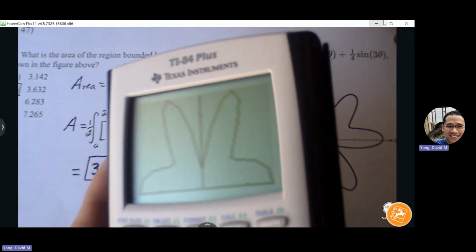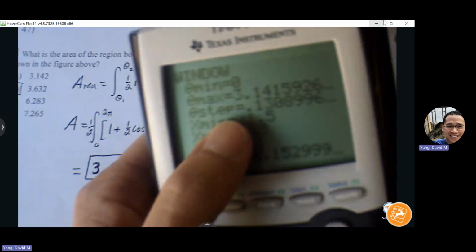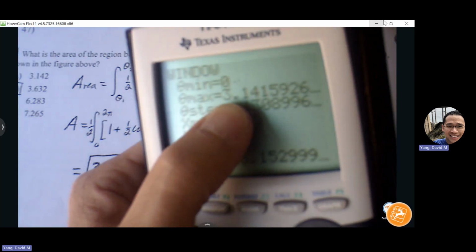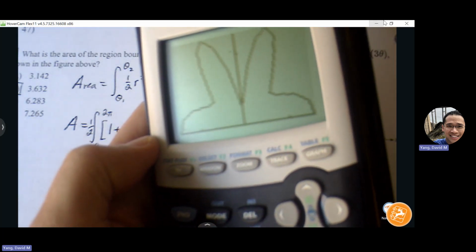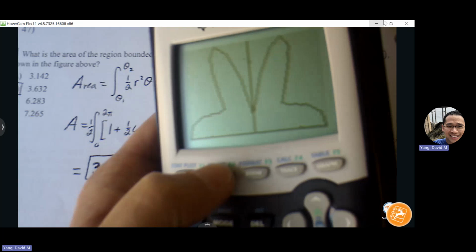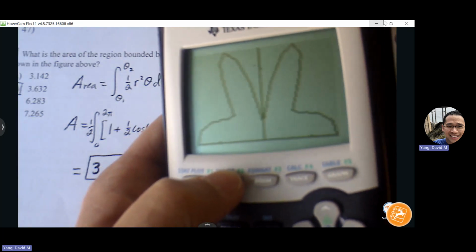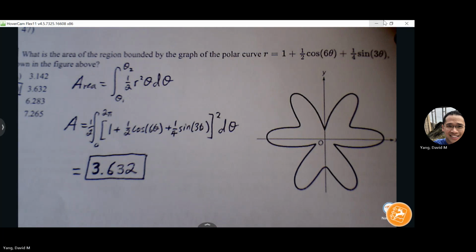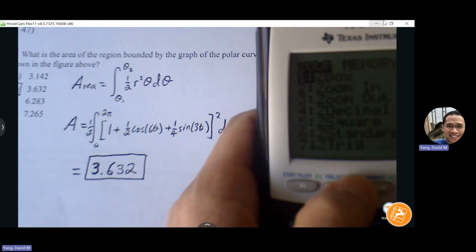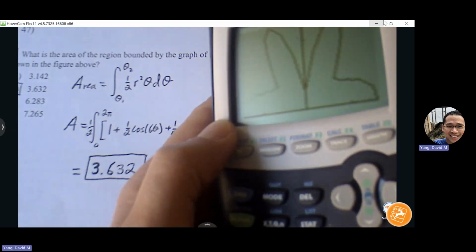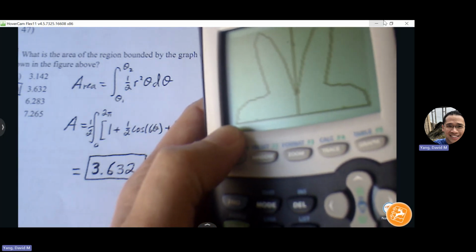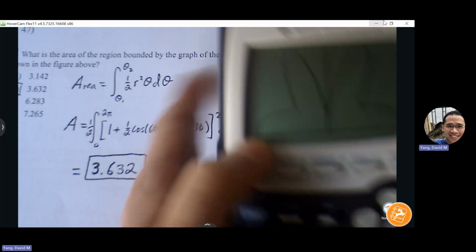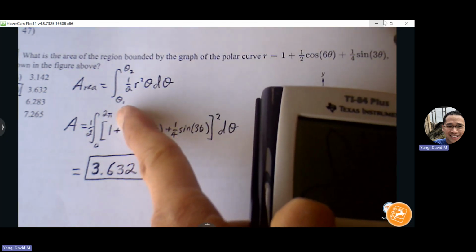So I went to window and I changed my theta max to just pi. When I did that, it only showed me half the graph. So I knew it's either pi or 2 pi. We can quickly tell by using our calculator. When I did zoom zero, it focused in, and it ended right there. So it didn't finish the graph at pi, so I know that 2 pi is going to be my full cycle.